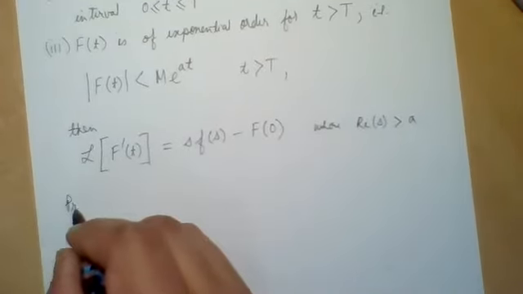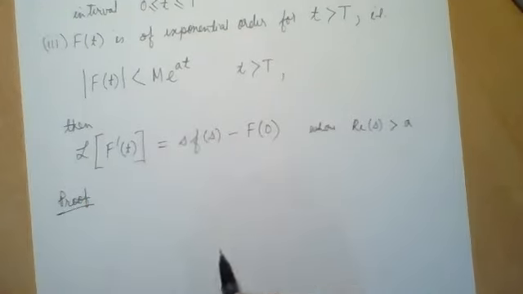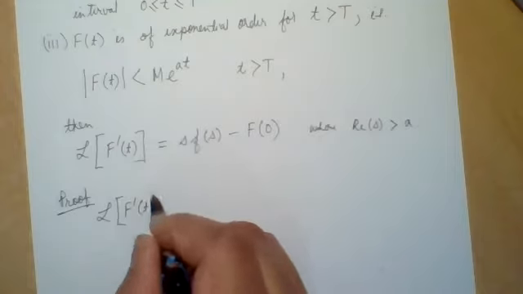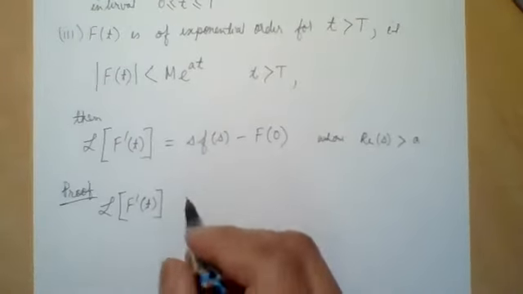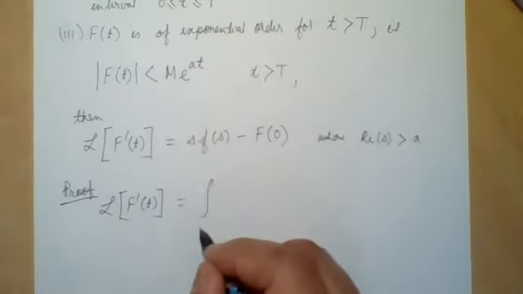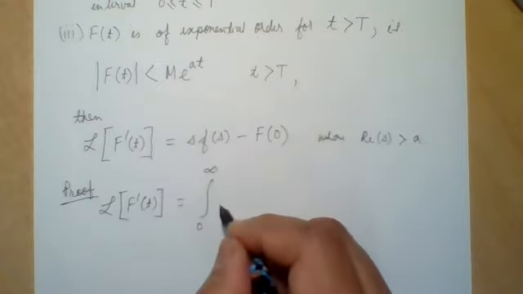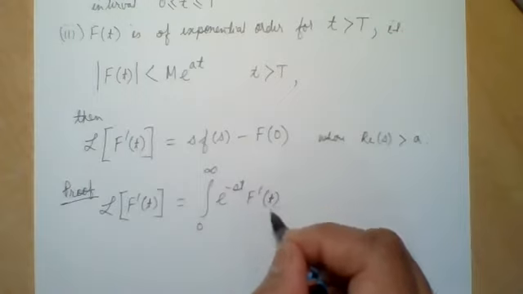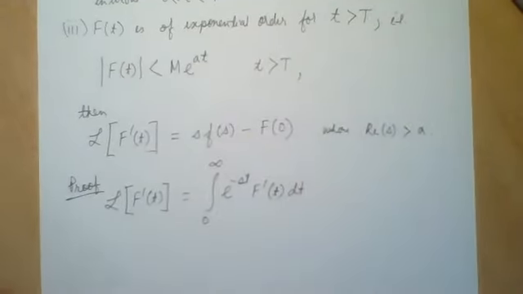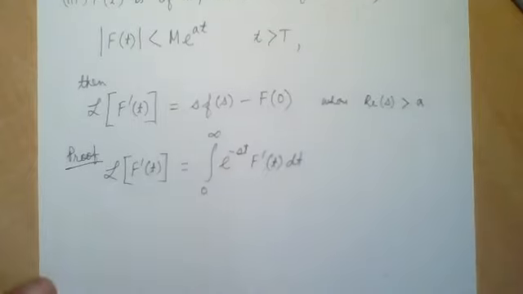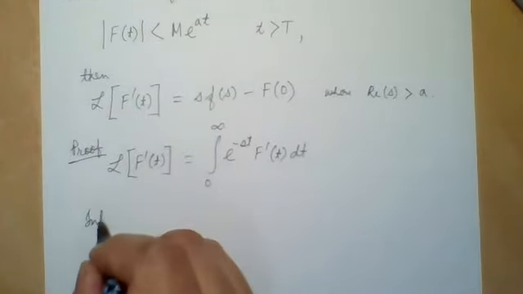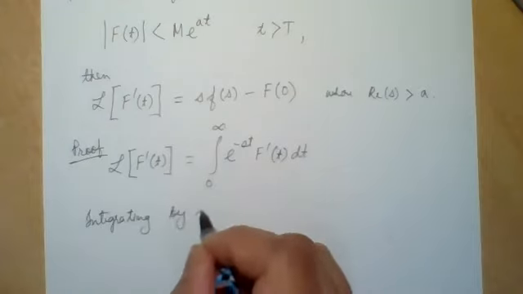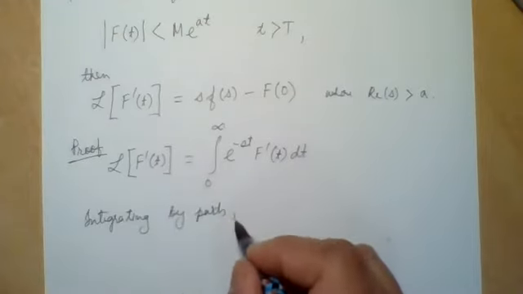We can prove this very simply. Let us prove this. Proof. Laplace transform of f prime of t is equal to, by definition, integration from 0 to infinity e to the power minus st f prime t dt. Now let us integrate this by parts.